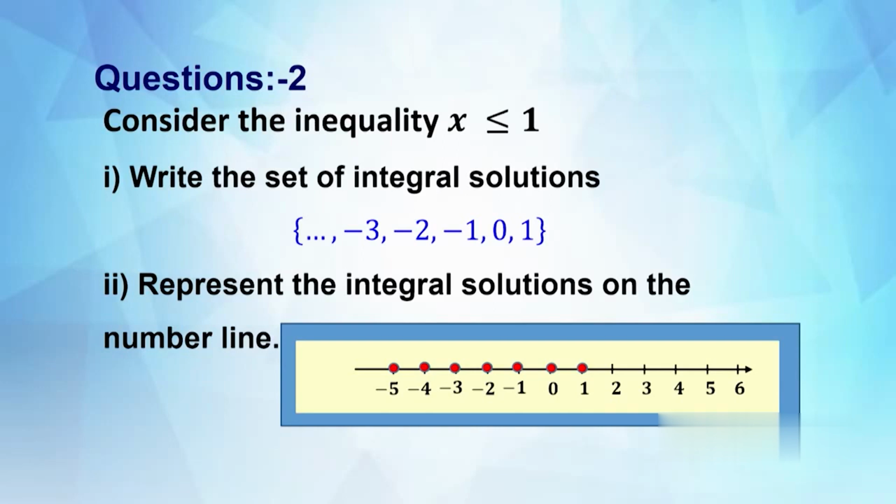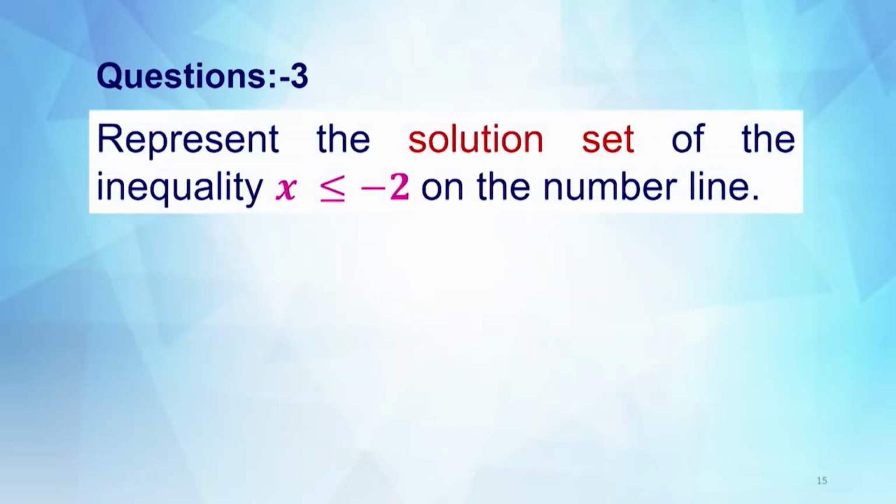Okay, children. Now we are moving to the third question, question number 3. Look at that question. There is a little bit of difference. What is the difference from the previous questions? Represent the solution set of the inequality x is less than or equal to minus 2 on the number line. Read the question again.